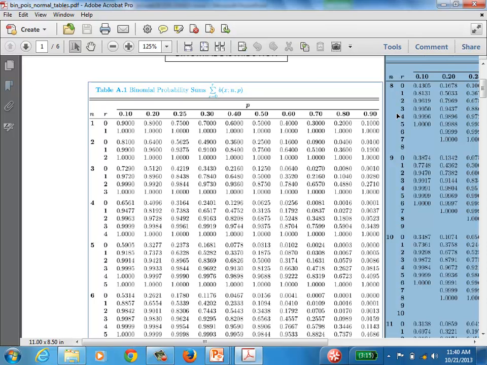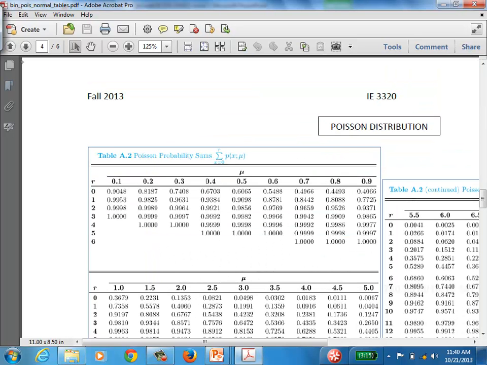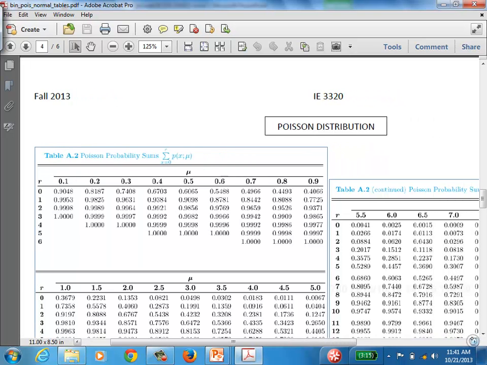Okay? So let's look at the Poisson. The Poisson table is on page 4. So if you go to page 4, then you're going to find the tables for the Poisson distribution.